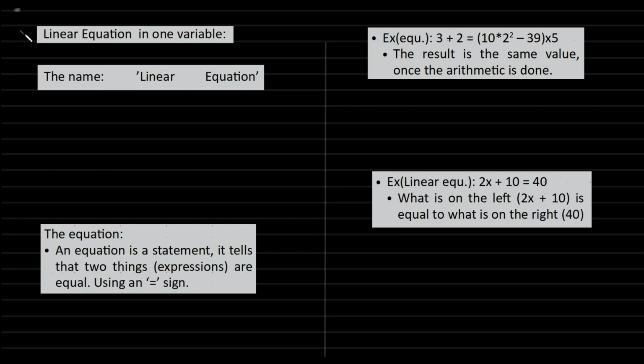Linear equation in one variable. There's something about the name. We have linear equation. So what is linear? Linear means line, linear means in ways it is one. It's related to one. So when we have variables whose power is raised to 1, it's a linear equation.